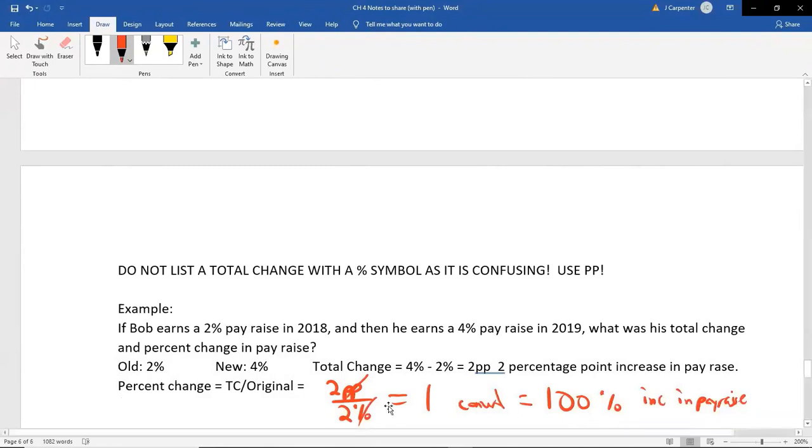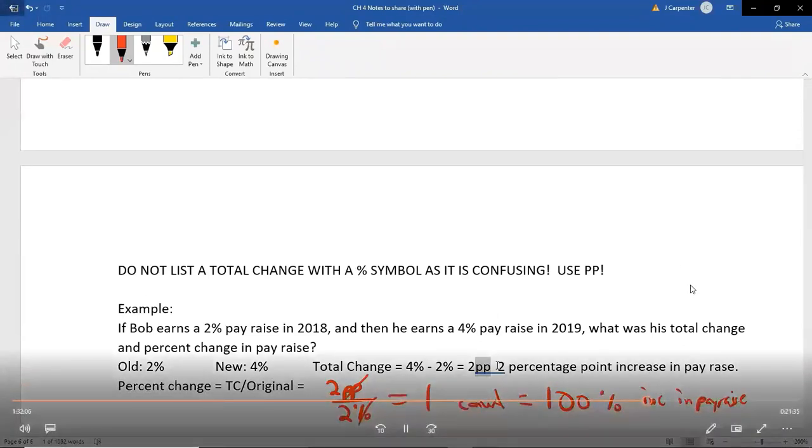This is why when our data is a percent value, our total change needs to be listed as percentage points, because when you see this symbol, you know, hey, this was related to just comparing the old and the new as a difference. So I know that, all right, if we had a total change of 2 percentage points, if I got a 10% pay raise the first year, that means the second year I got a 12% pay raise.